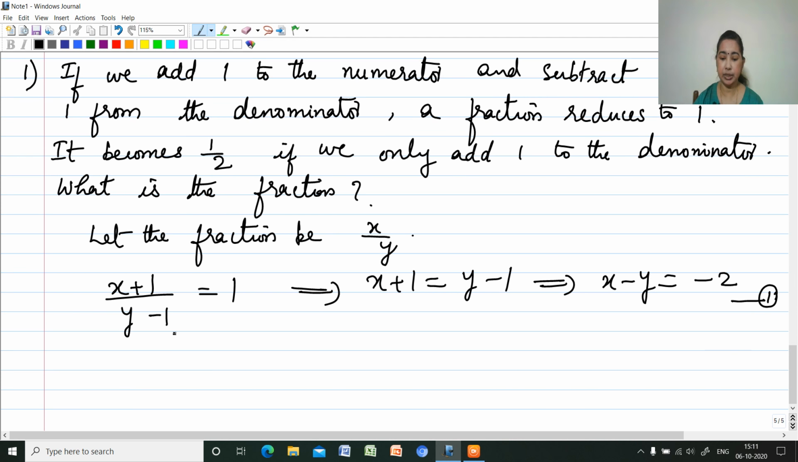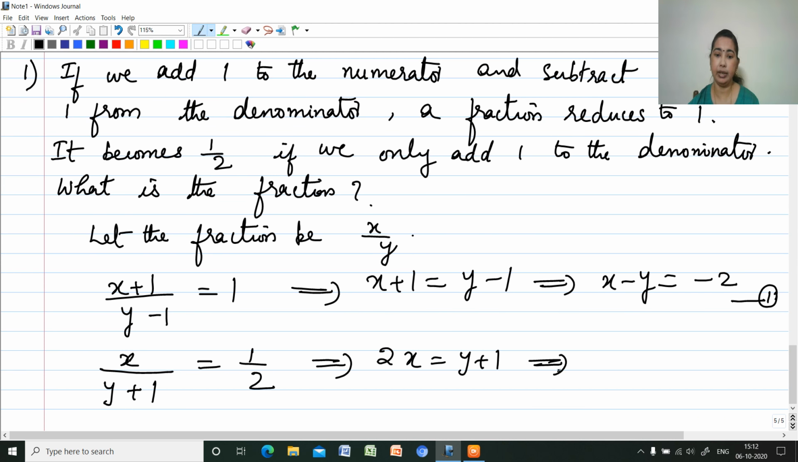Again, the second equation, how can you make it? If it becomes 1 by 2 if we add only 1 to the denominator. So if I am adding 1 to the denominator alone, the fraction is x by y, and it becomes 1 by 2. Now cross multiplying, we can make it an equation. So 2x equal to y plus 1. Then rearranging, 2x minus y equal to 1. That is equation number 2.